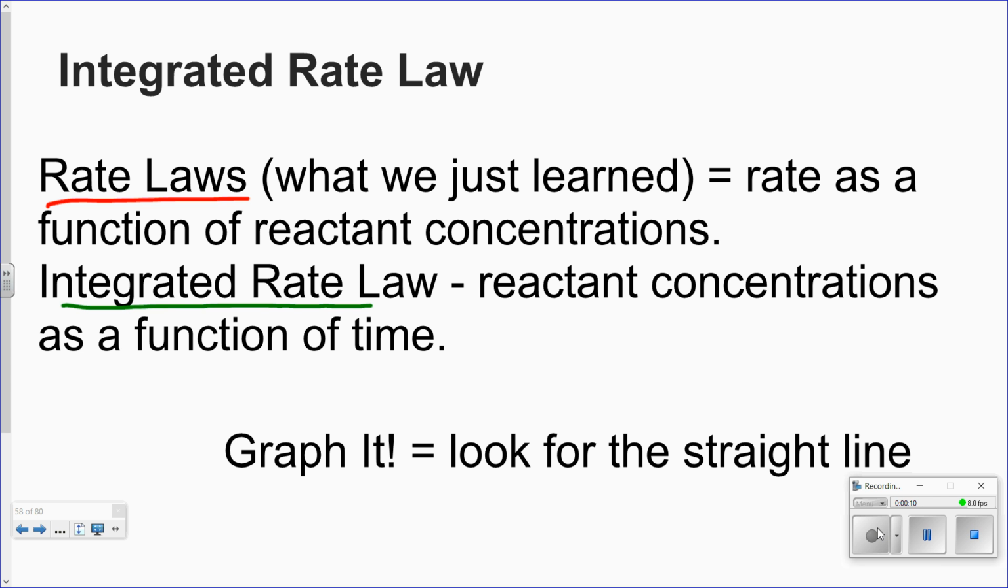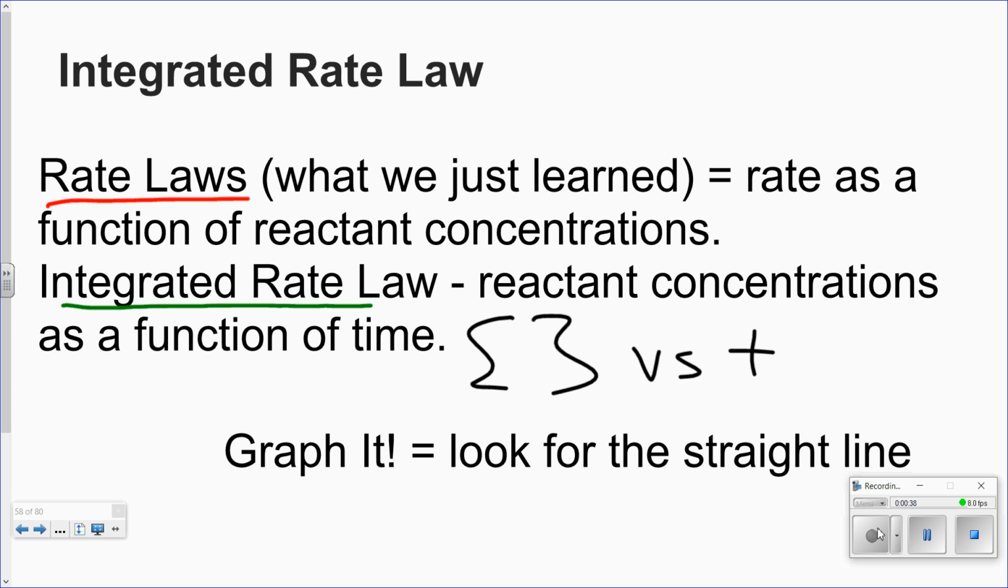Whereas the first videos we've been looking at have been called the differential rate law, or just the rate law, and that's how rate is a function of reactant concentrations. This integrated rate law, which I've underlined in green, is how the concentration is a function of time. So as time progresses, what happens to concentration? Well, we know it goes down, but now we're going to compare concentration versus time t.